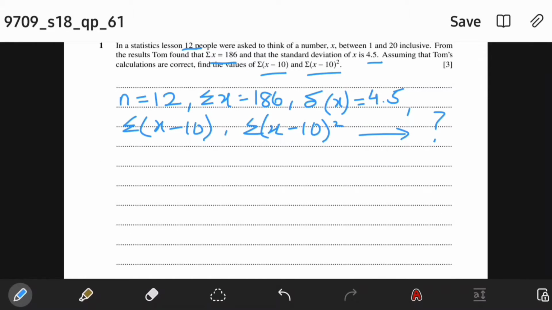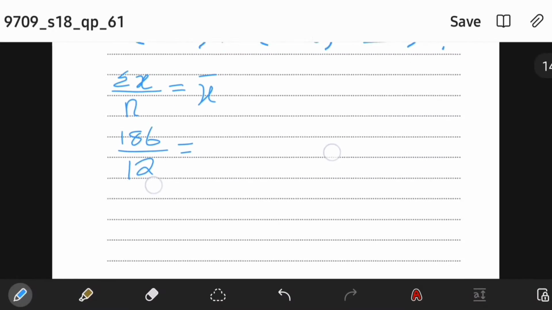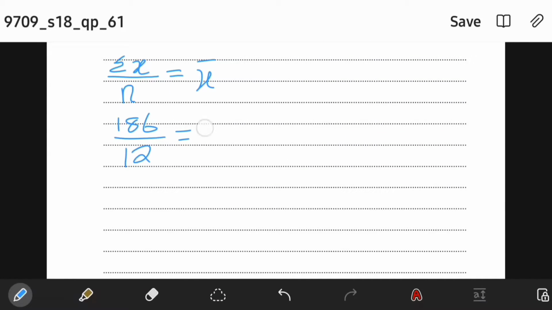So firstly, let's work out the mean of x. We have this formula, summation of x over number is equals to mean of x. Using this, we can put in the values, which are 186 over 12, and that would give us an answer of 15.5. So our mean of x is 15.5.